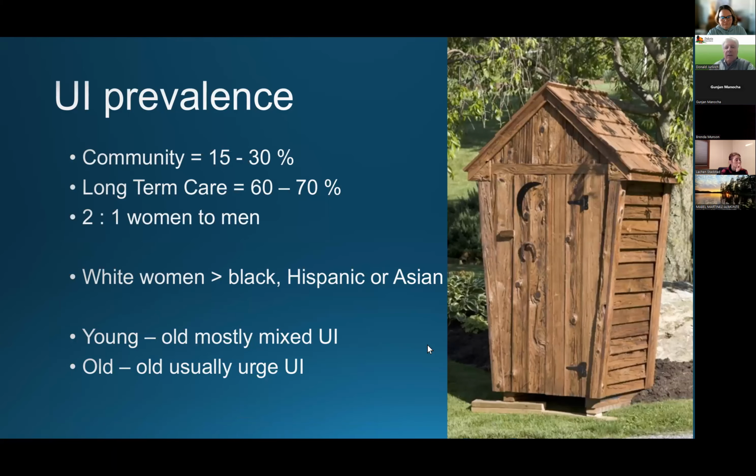So just to talk about the prevalence in the community setting, as we said, up to around 25% of people have some form of urinary incontinence. That really skyrockets in long-term care. And in fact, one of the major reasons why patients with Alzheimer's disease end up in a nursing home is because of urinary incontinence.